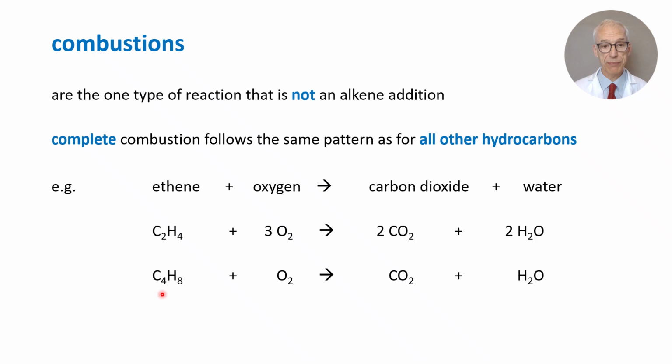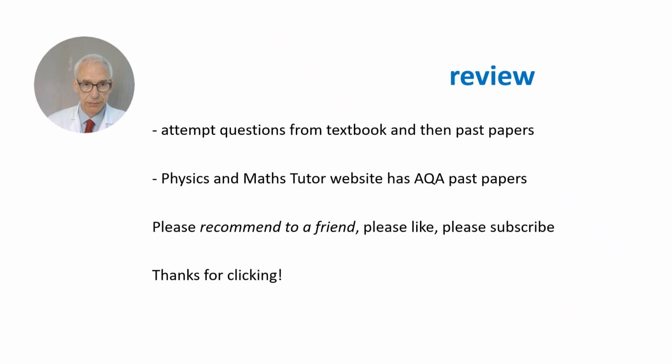So here's one problem. Butene, complete combustion. Can you balance that equation? Stop and restart when you are ready. Okay, so I hope you've balanced and you've got 4 carbon dioxides because we've got 4 carbons on the left. We've got 8 hydrogens on the left, therefore 4 waters. We've got 8 oxygen atoms and another 4 oxygen atoms makes 12. So we have 6O2. So there is the balanced complete combustion of alkenes.